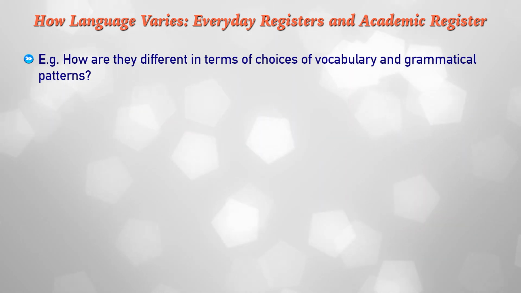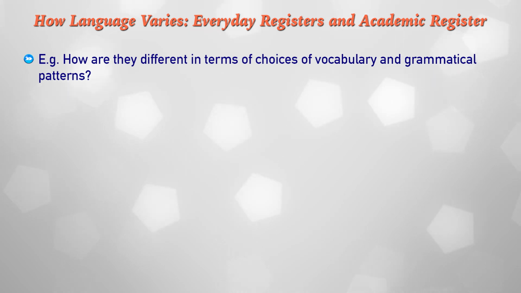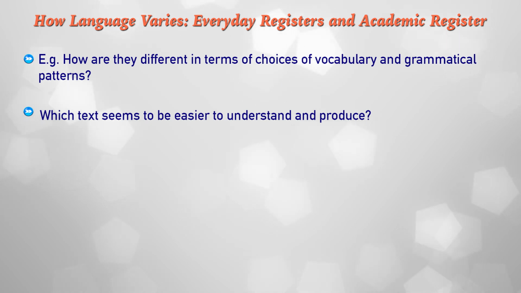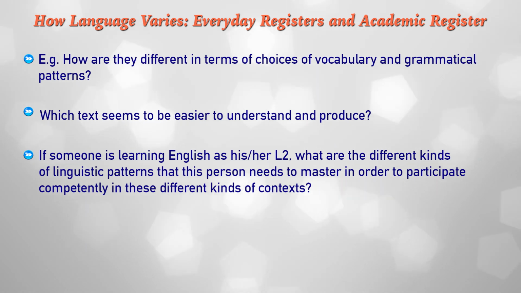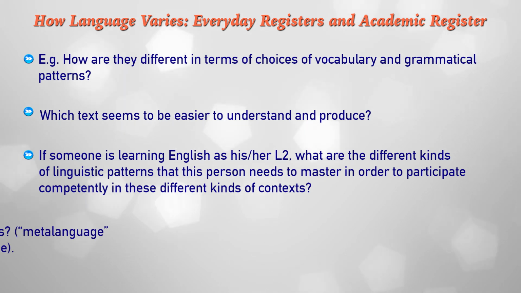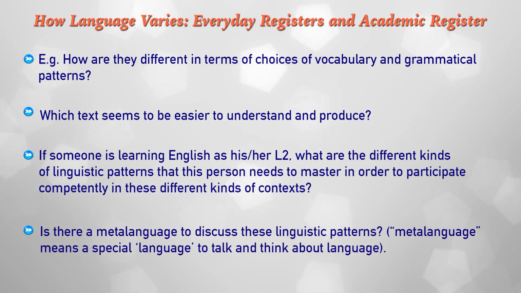For example, how are they different in terms of choices of vocabulary and grammatical patterns? Which text seems to be easier to understand and produce? If someone is learning English as his or her L2, what are the different kinds of linguistic patterns that this person needs to master in order to participate competently in these different kinds of contexts? Is there a meta-language to discuss these linguistic patterns? Meta-language meaning a special language to talk and think about language.